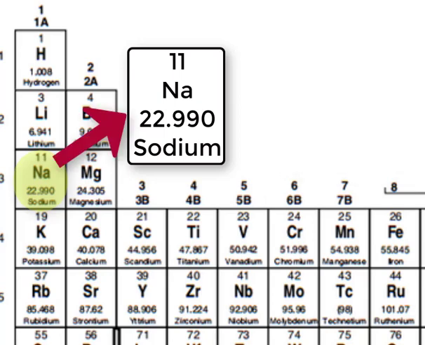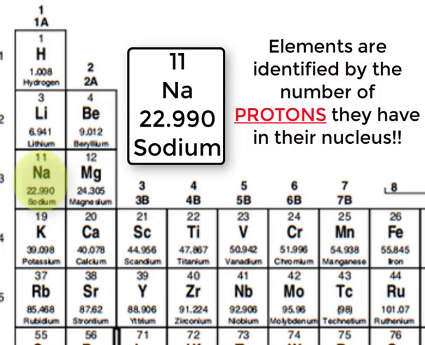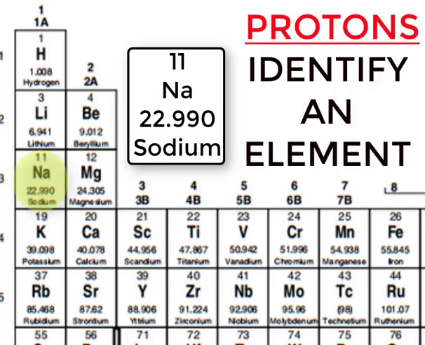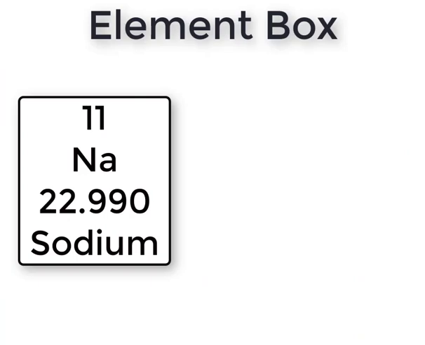Now let's look at an element box on the periodic table. I will show you what I mean by blueprints. Each element is identified by the number of protons it has in its nucleus. Protons identify the element. Remember this, kids. Electrons get shared and lost all the time, but the protons identify the element. Okay, I'm done. This brings us to the first number on the box.